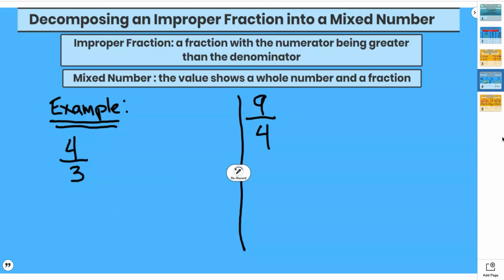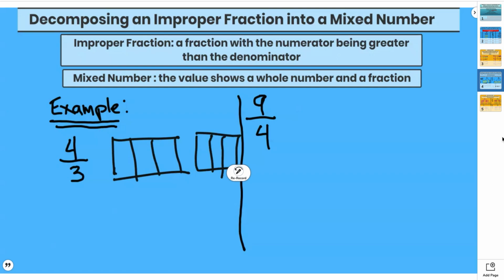Okay, so here on our first example, we have 4/3. If I want to draw out 4/3, here's 1/3, or here's going to be 3/3, and then our 4/3. Okay, so what would that look like? Well, what I would like to do is use a number bond to show how this 4/3 is broken up into 2 different fractions.